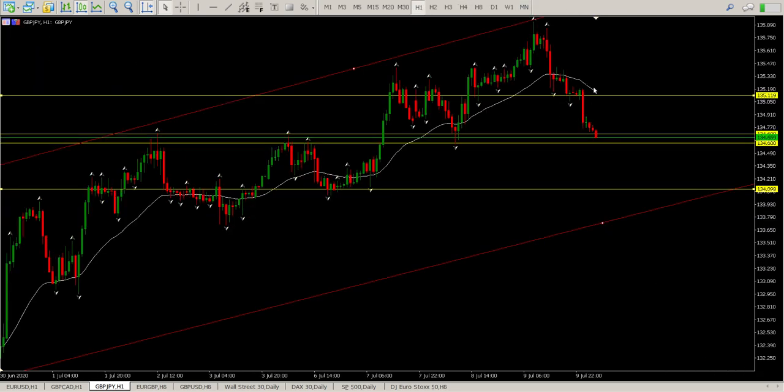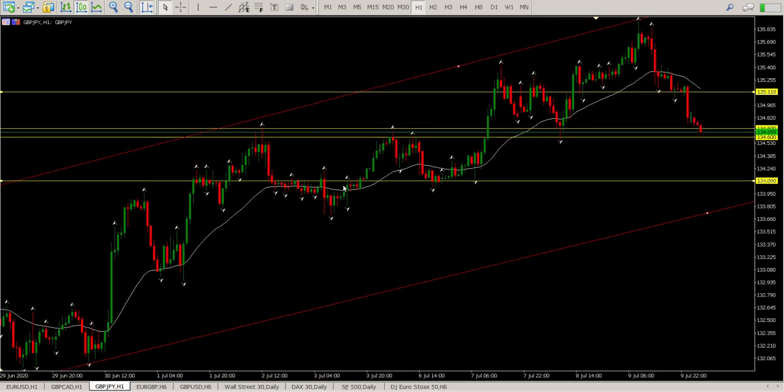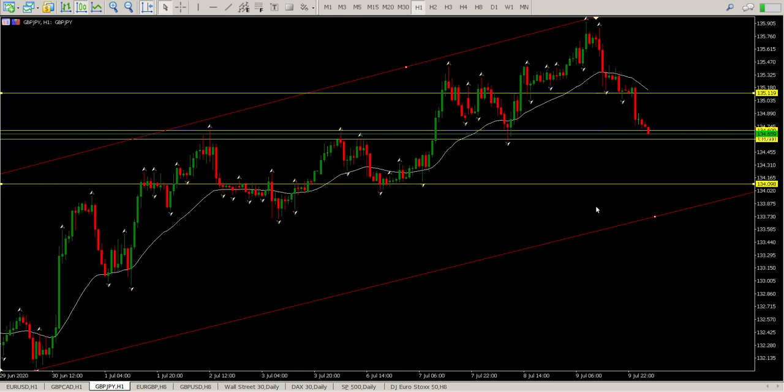So yeah, if we pull back up into this area here and we start rejecting it, that is a short targeting this zone. A break through this zone and a pullback into it, and we start turning, that's a valid short down to this area here, where I'd be looking to see what transpires and possibly look at an opportunity to buy into the market again. Okay, so that is British pound, Japanese yen.